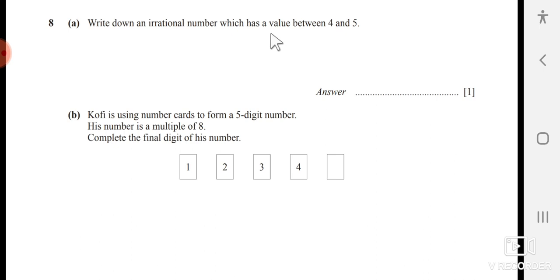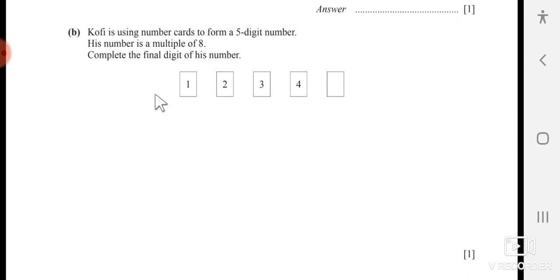As he said, write down an irrational number which has square root of 16, square root of 17, square root of 18, square root of 19. So all these will have the irrational number which has the value between these two numbers. Okay, square root of 17 or square root of 18, square root of 19, square root of 20, square root of 21, square root of 22, like that. You can write any value between there.